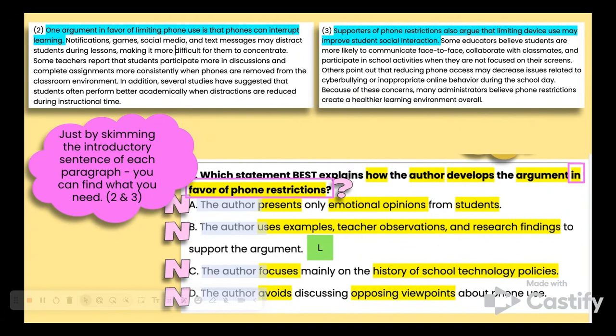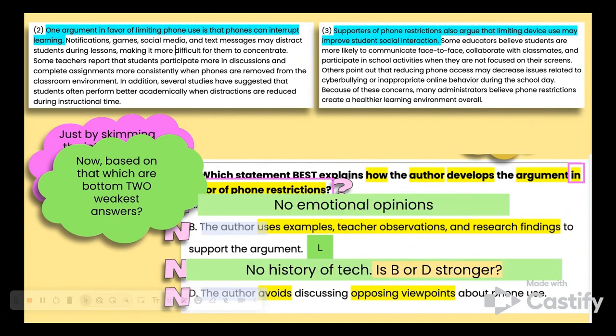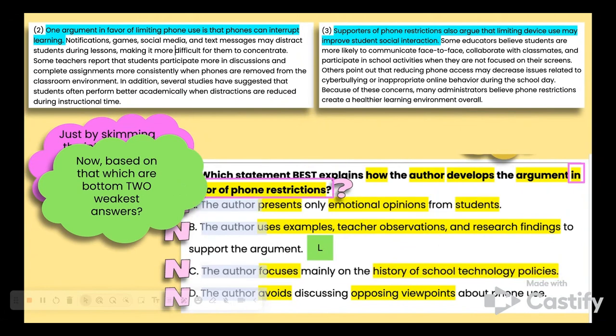So I took a picture. Paragraph 2 and paragraph 3 both have those like limit phone, we need more phone restrictions, like that stuff. Okay. So now based on that, which two are the bottom, like weakest? So have them skim those 2 paragraphs and then let's pick which 2 are the bottom weakest. Hopefully they say A and C.